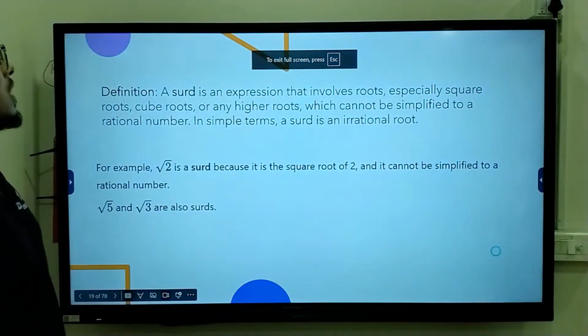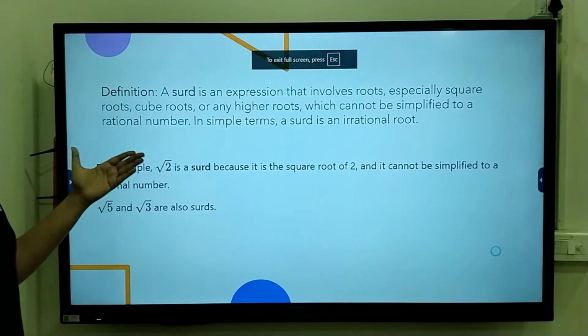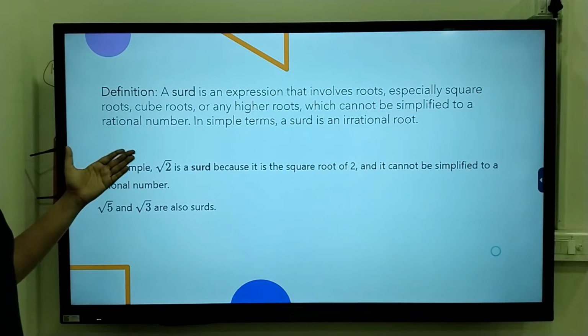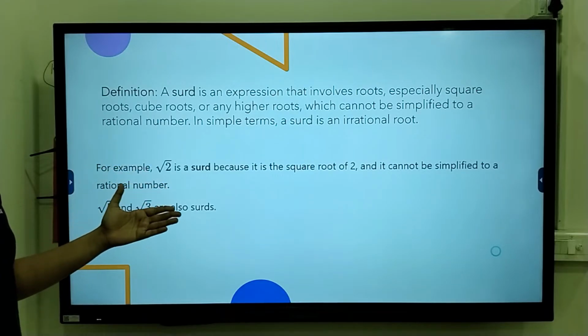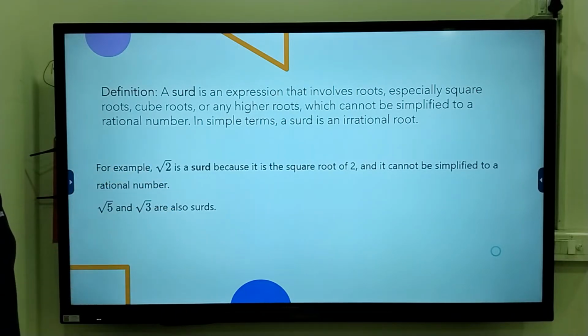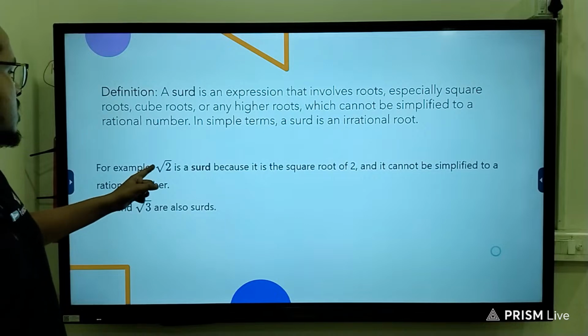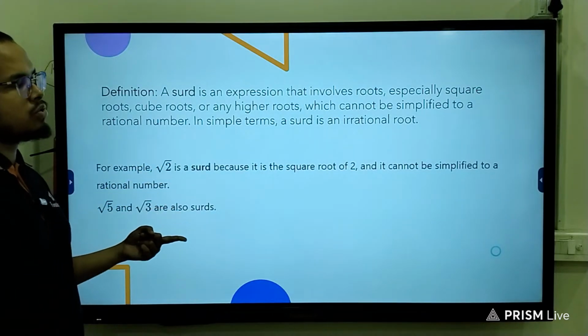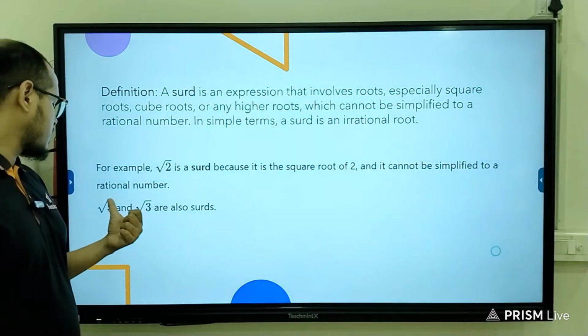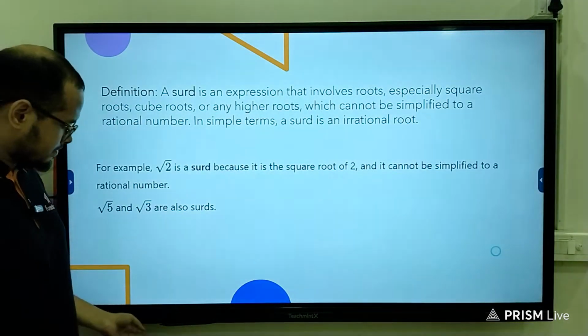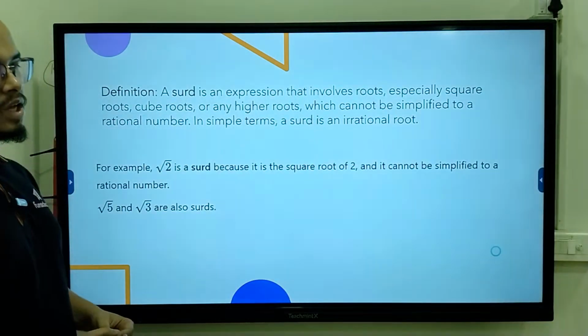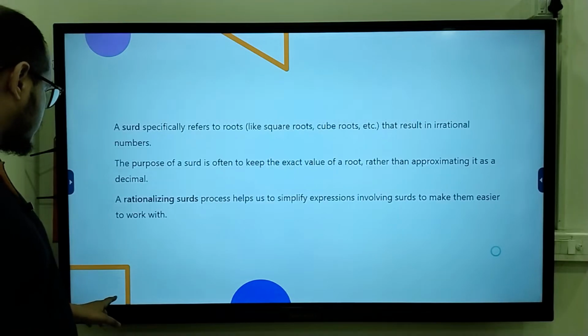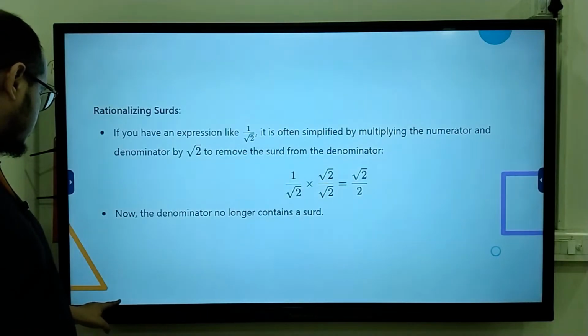Okay, so a surd is an expression that involves root, especially square roots, cube roots, or any higher roots which cannot be simplified to a rational number. In simple terms, a surd is an irrational root. That's it. For example, root 2 is a surd because the square root of 2 cannot be simplified to a rational number. Root 5, root 3 are also surds. So why are we requiring surds? What is the importance of surds?